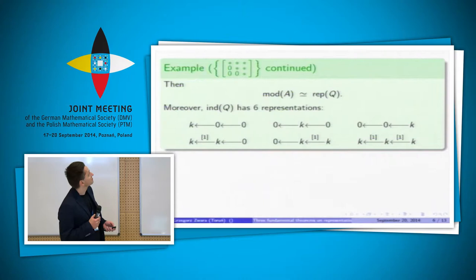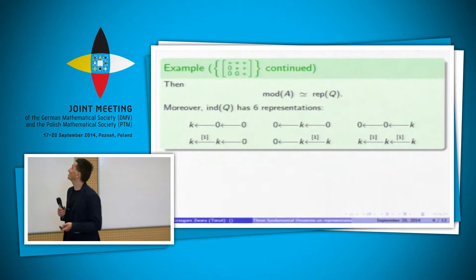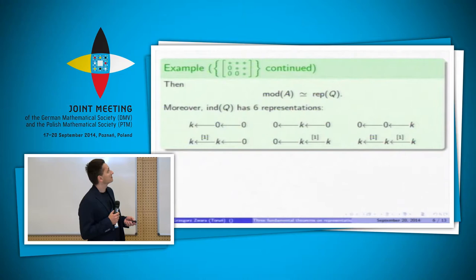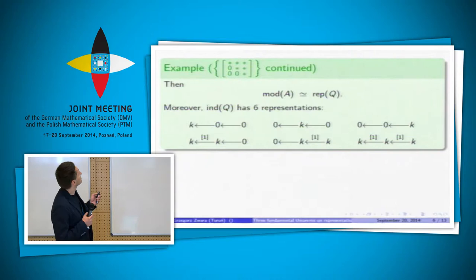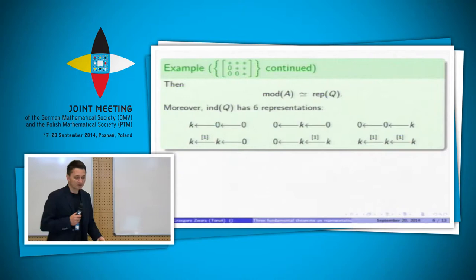So for this category, the first three objects are simple objects. Namely, any finite dimensional representation has a series of sub-representations such that the quotients are isomorphic to simple objects. The other representations are of dimension 2, 2, and 3. They correspond, of course, to indecomposable A-modules.